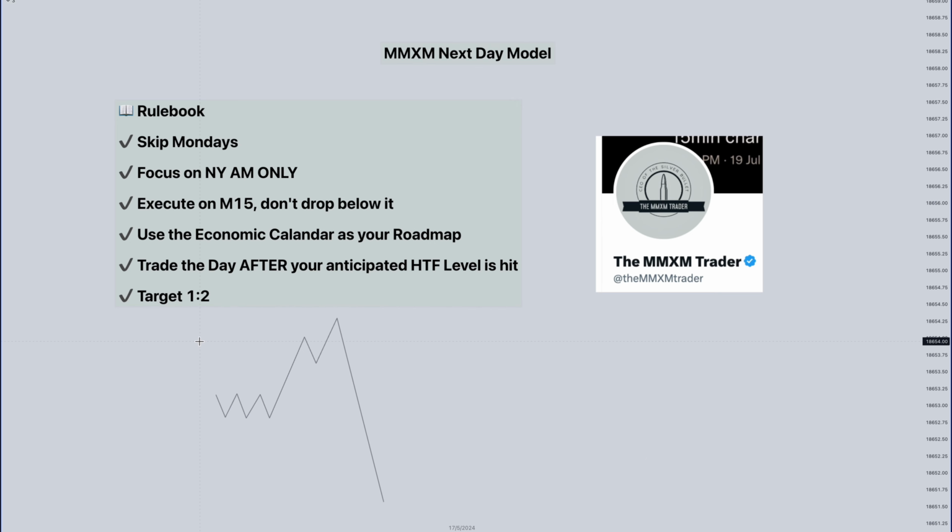The next rule is that you should trade after your anticipated higher time frame level is hit. So for example, this is a weekly candle, and here's your higher time frame premium array. You should trade the day after that higher time frame level is hit. And we're going to the charts in a second, where I will show you some examples of this.